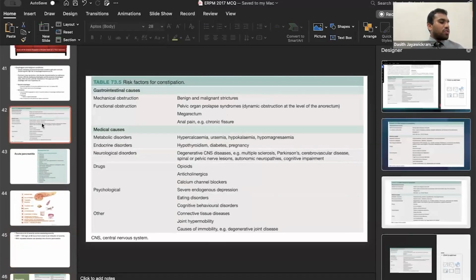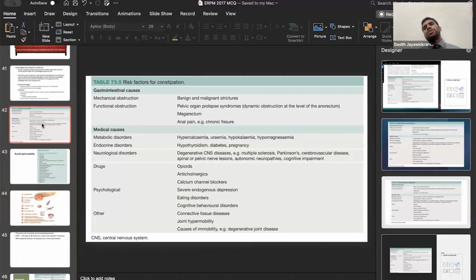Okay. Causes of constipation. So how can you divide the causes of constipation? It could be a problem in the intestine, or it could be a systemic problem where part of the manifestation is constipation, or it's a problem with the GI tract. So what are the problems with the GI tract that cause constipation?